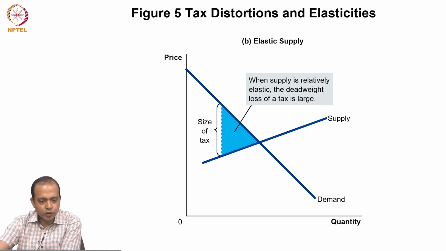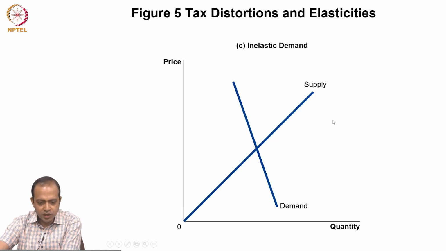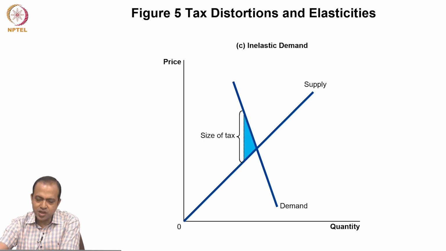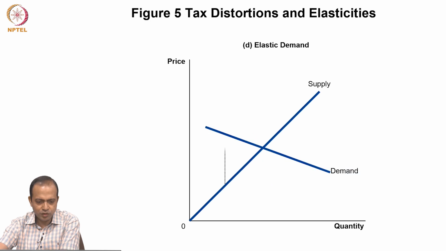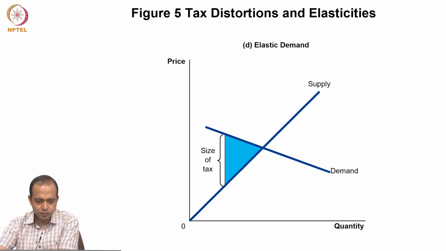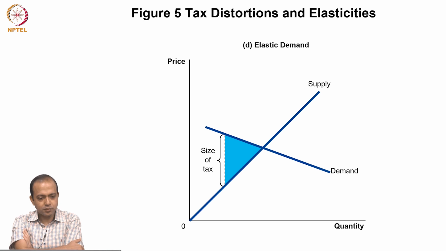Same thing for the demand curve. Here supply is the same, demand is a little inelastic. So, look at what is happening, same tax, this is the amount of deadweight loss. If you make it more elastic, then what will happen? Look at this. Okay. This is what is happening.